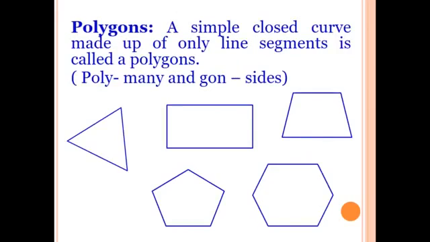So what do you mean by polygons? A simple closed curve made up of only line segments is called a polygon. Poly means many and gon means side. So polygons are the closed figures bounded by line segments. So these are the figures of some polygons.